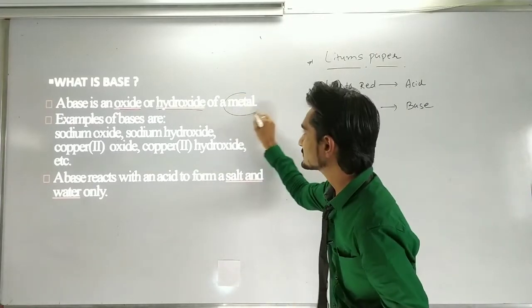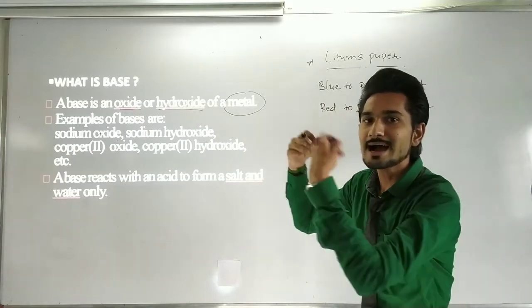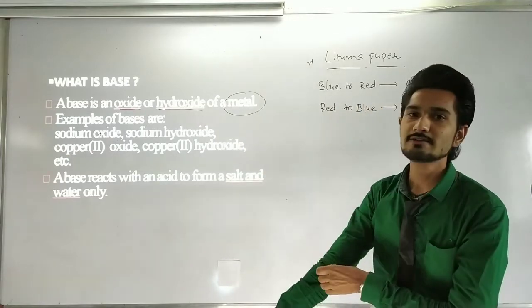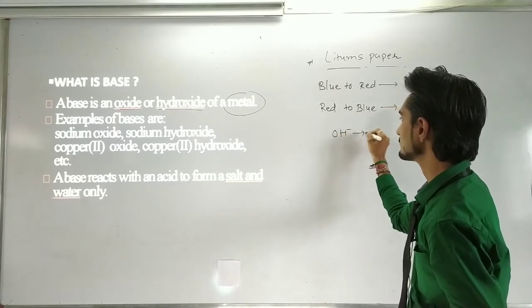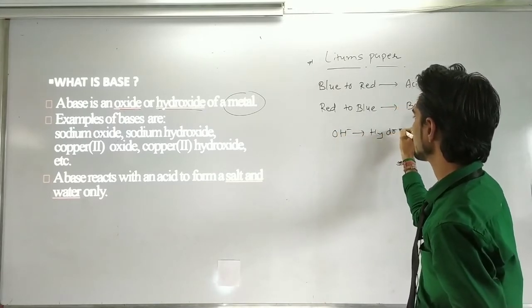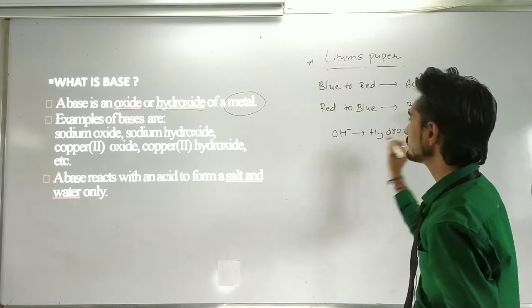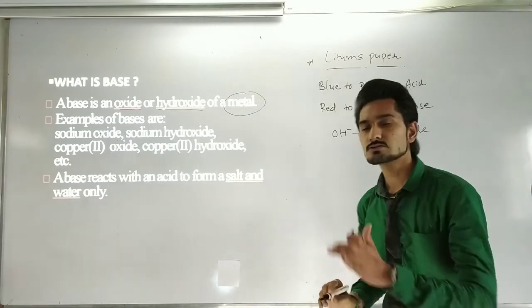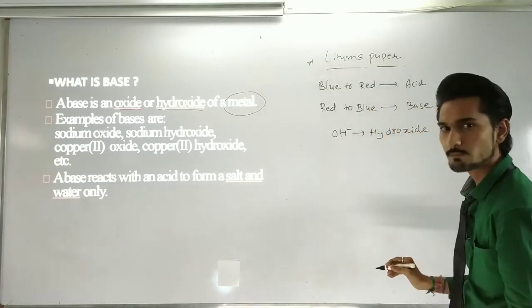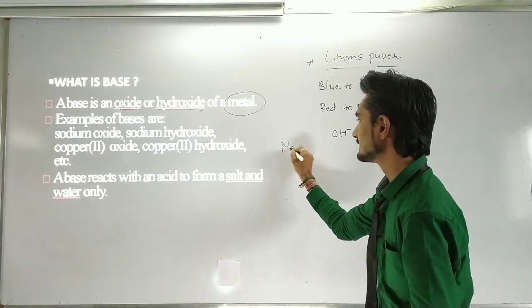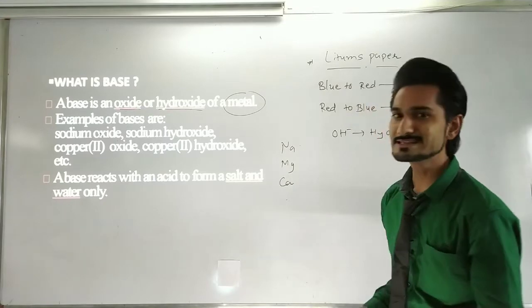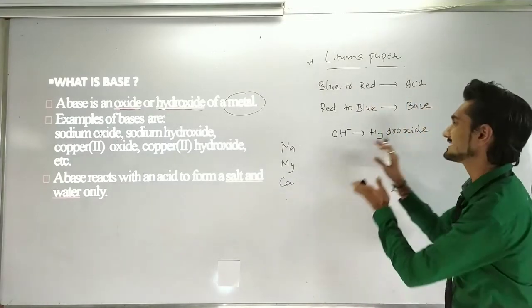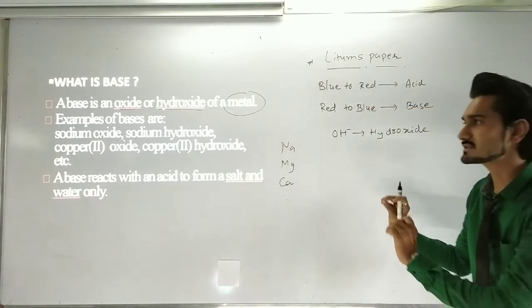Whenever I attach a metal to hydroxide, we now know how to write the hydroxide. As we know, hydroxide is written as OH minus. So what should I do? I have to attach some metal. Here are a few examples of metals: you can add Na, Mg, Ca. These are some of the metals you can attach with the hydroxide, and it makes a proper base.